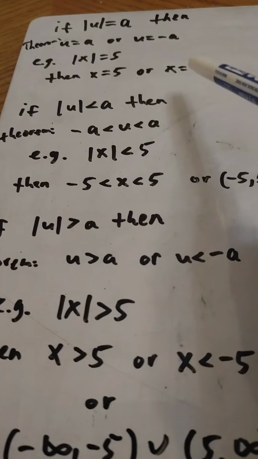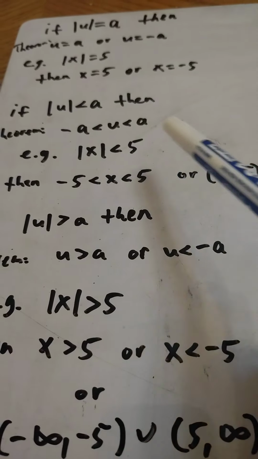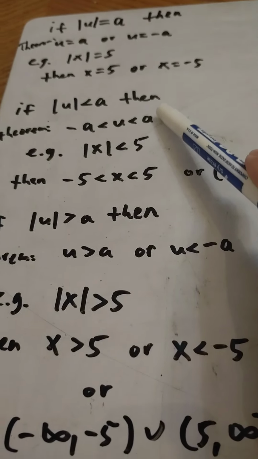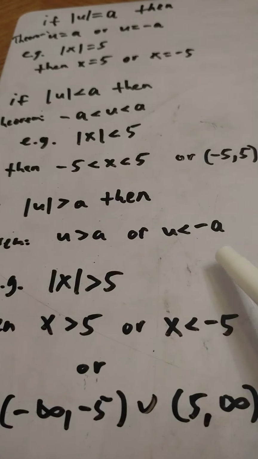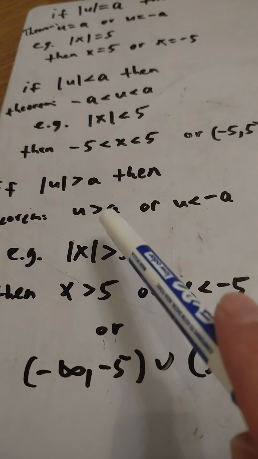That's the theorem right here. And if it's a less than, here's the theorem here. And if it's a greater than, it's that. So with this problem, I see a greater than with an absolute value. So let's use this theorem.